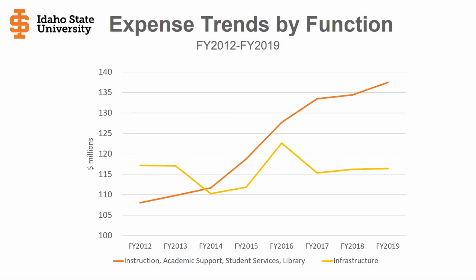This slide illustrates a positive trend in our increased investment in direct student support. Over the past 7 years, our investment in instruction and direct student support comprised of academic support, student services, and library expenditures has increased by $29 million or 27%, while all other expense functions are slightly lower than 2012 levels or $815,000, is characterized by just a 1% decrease during that time period.